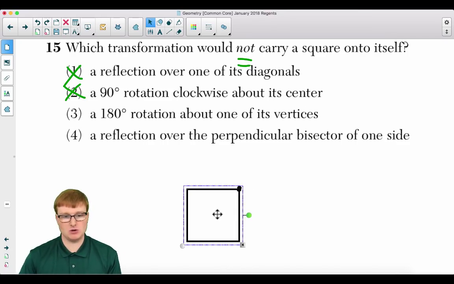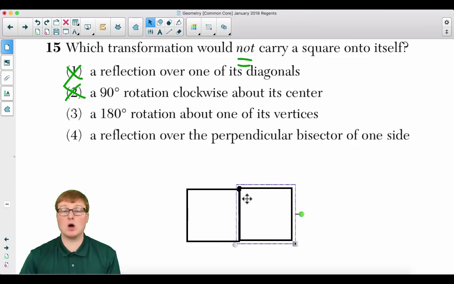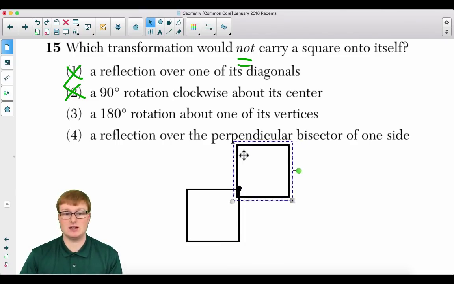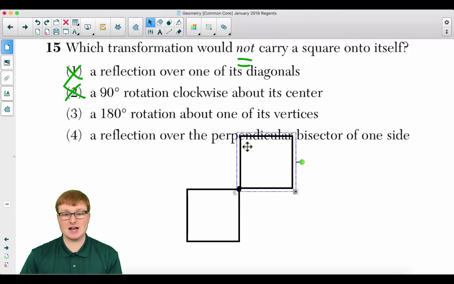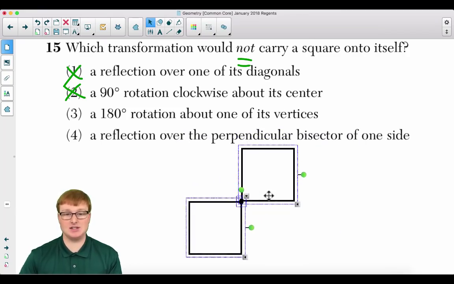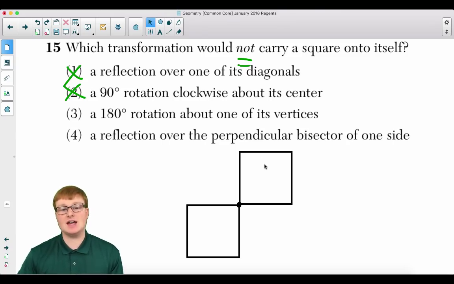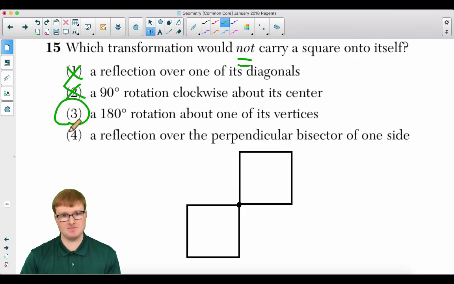So when you rotate it, you're rotating it 90 degrees around one of its vertices. So it's going something like this. You're rotating it around once, and then rotating it around again of that vertex. You're rotating it like that. So that is actually what you get if you perform a 180-degree rotation around one of its vertices. As you can clearly tell, the square is not mapping onto itself. So your answer is choice 3.